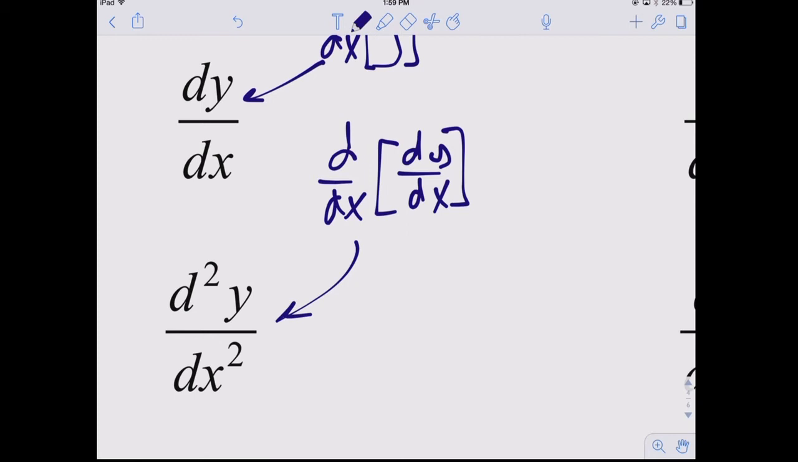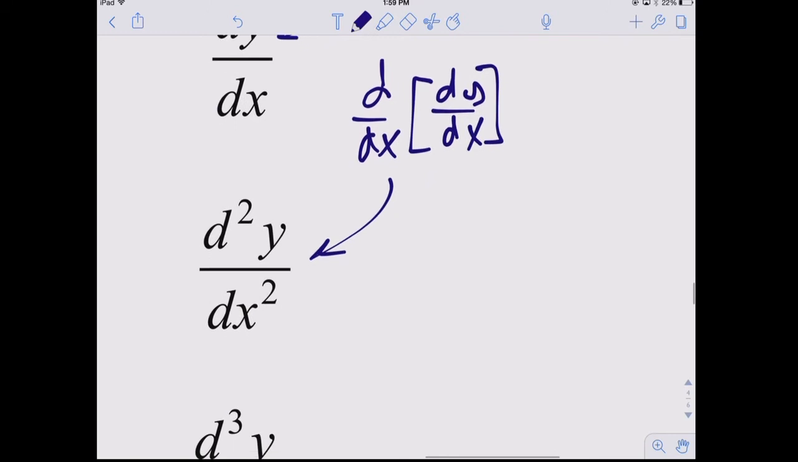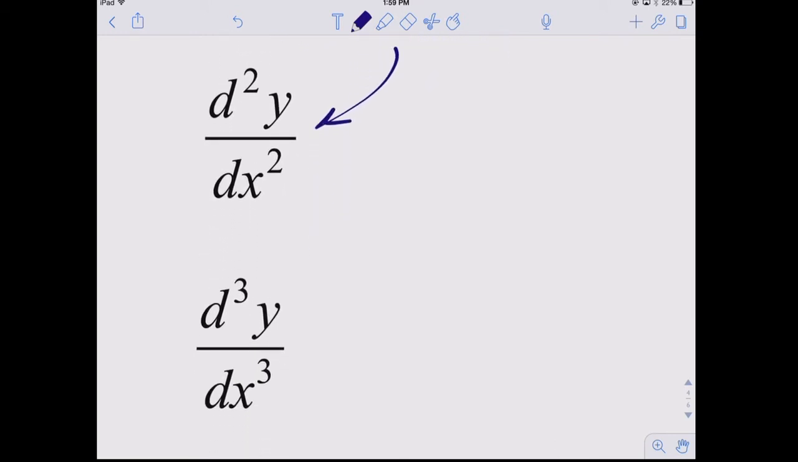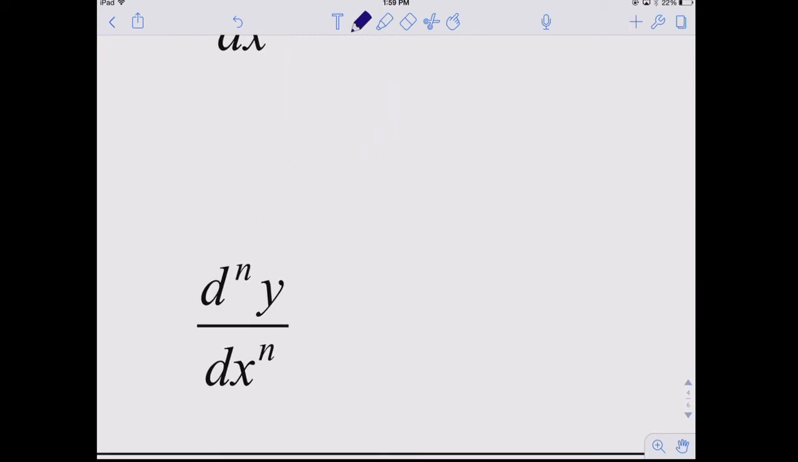What do you think the notation for the third derivative would be? D cubed y over dx cubed, right. And then the fourth derivative, d fourth y over dx fourth. So it's a little bit easier. You don't have to switch from prime notation to parentheses. So in general, that would be the nth derivative of y with respect to x.